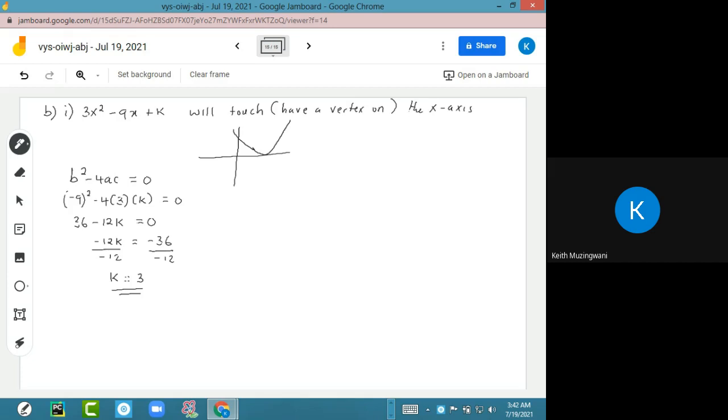Okay, let's see number 2. So I'll put 2 here: 2x squared plus 2kx plus 3 over 4 minus k.